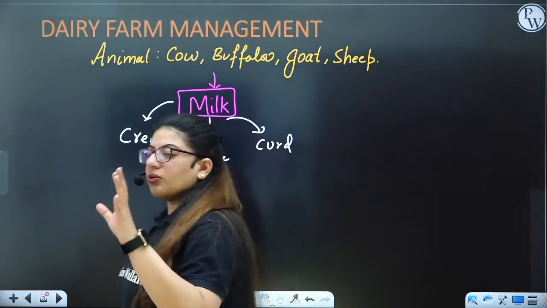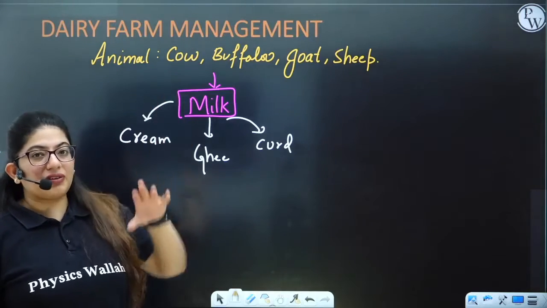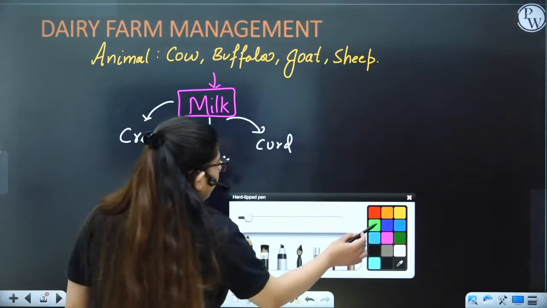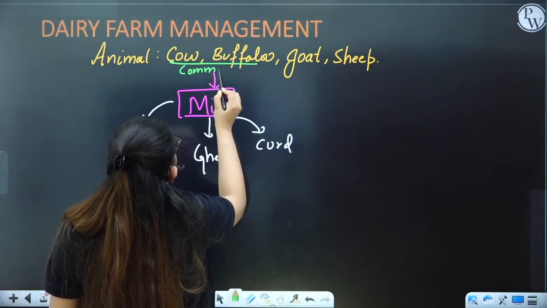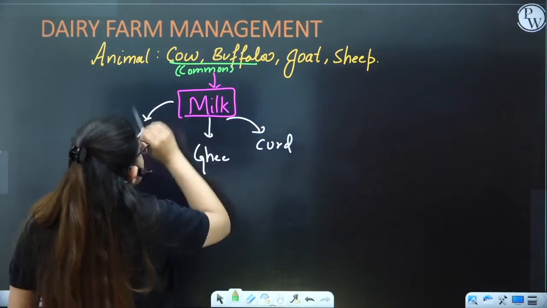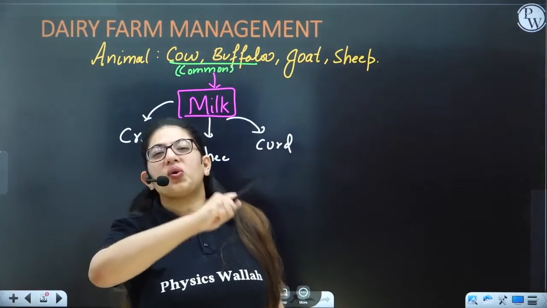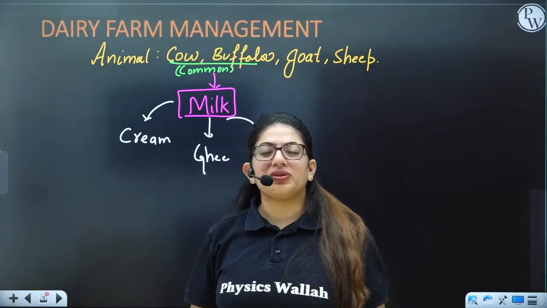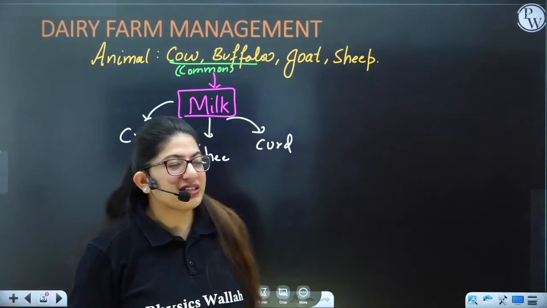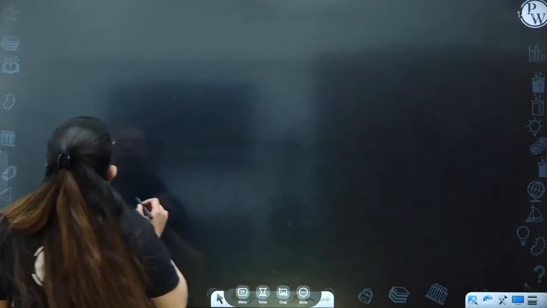But the basic thing here in dairy farm management is that the most common milk that we drink is from cow and buffalo. So these are the most commonly reared. For example, suppose today you get an insight that you want to start dairy farming. What are the things that one should keep in mind if a person is going for dairy farm management?